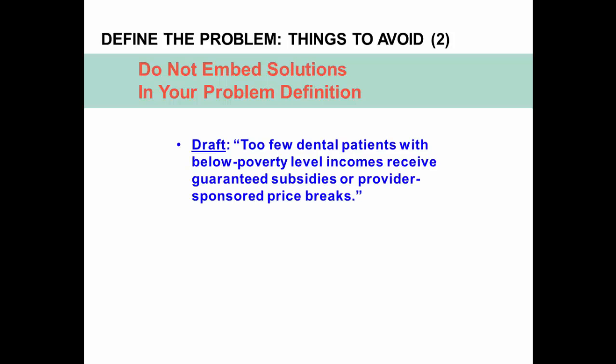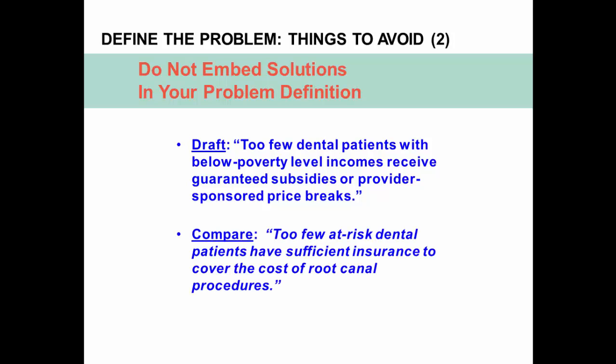Next, another thing to avoid: do not embed solutions in your problem definition. Here's an example from before on dental patients. Too few dental patients with below poverty level incomes receive guaranteed subsidies or provider-sponsored price breaks. Guaranteed subsidies and provider-sponsored price breaks are clearly solutions we may wish to consider, but we'll get to them at the alternative stage. At this point, we merely wish to define the problem. And here's how we ended up in the prior lecture. Too few at-risk dental patients have sufficient insurance to cover the cost of root canal procedures.